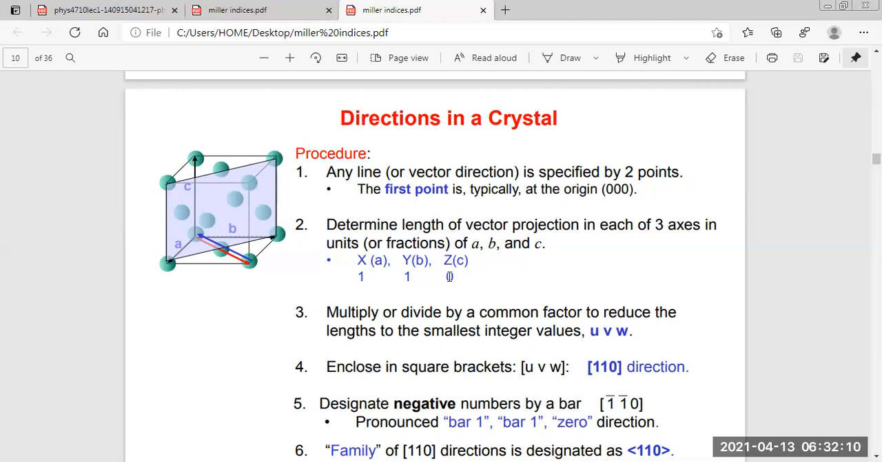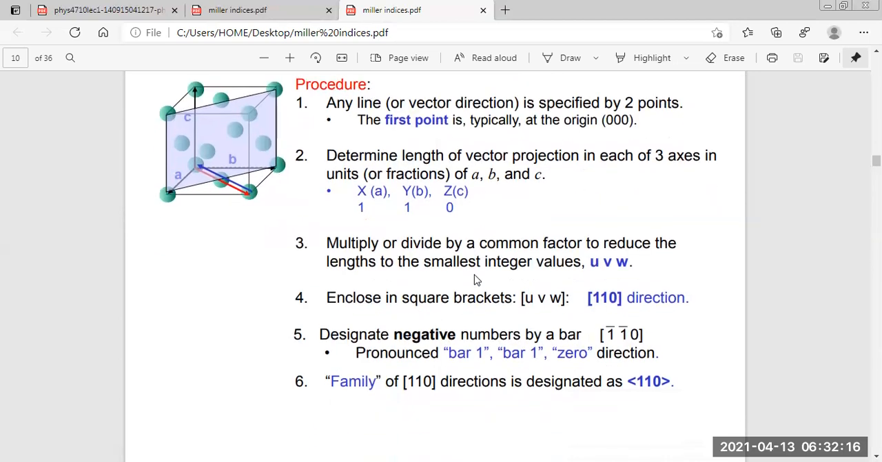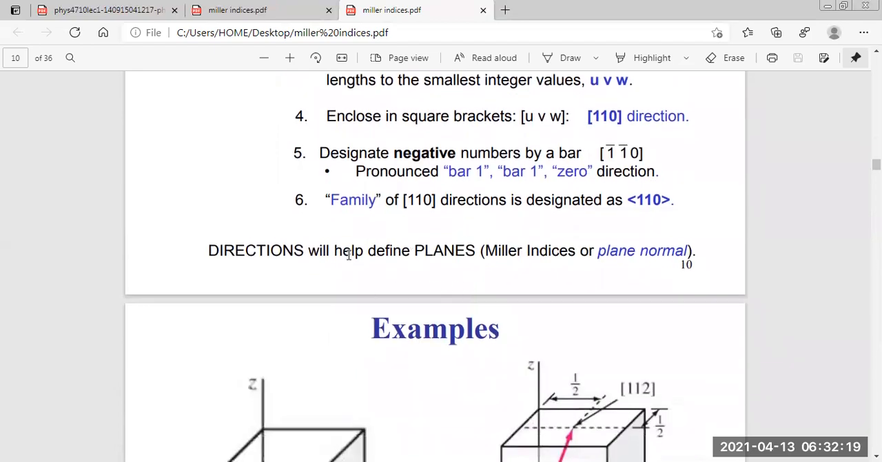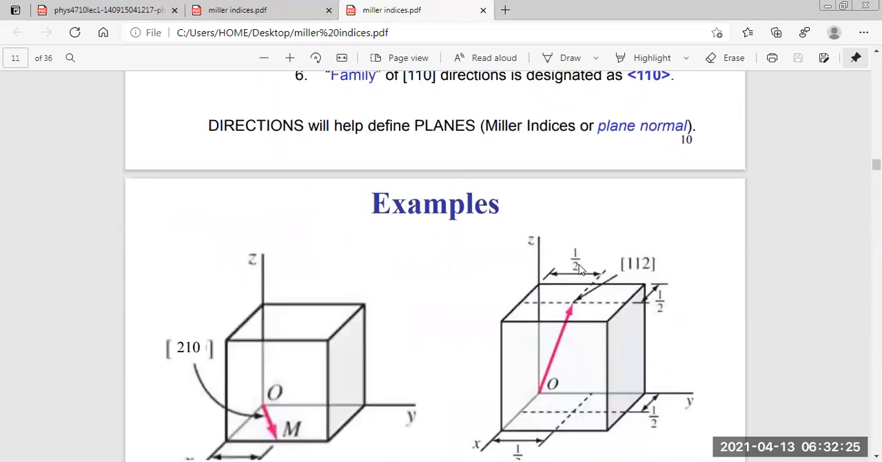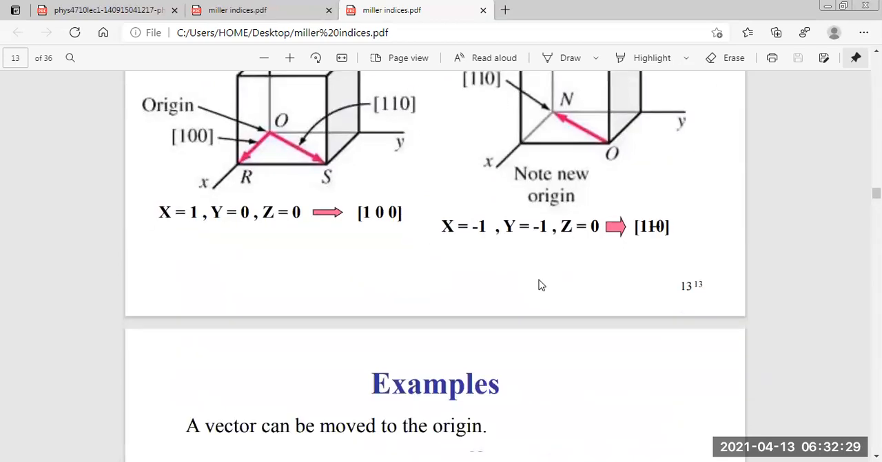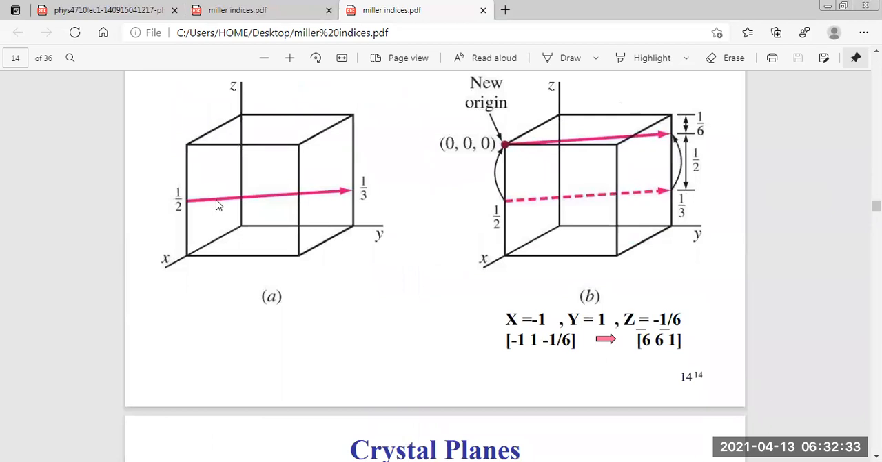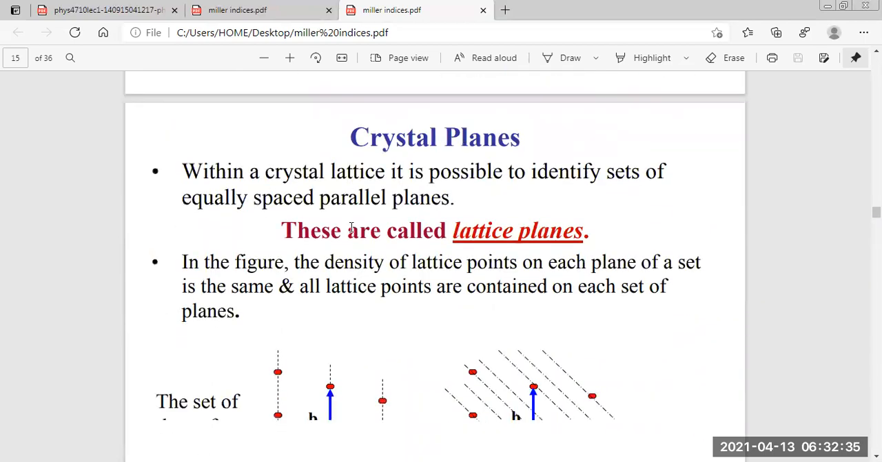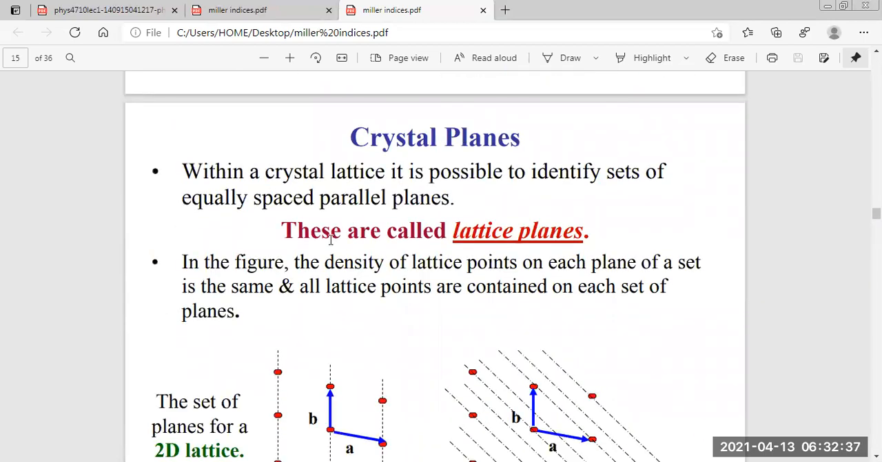So anything which is parallel to the z-axis will be taken as infinity, and the reciprocal of it will give us the information of 0, right? So now directions will help us define the planes, or we just say that is called Miller indices, right? These arrow marks represent the different directions. Examples I've given you. So now, what actually are crystal planes?